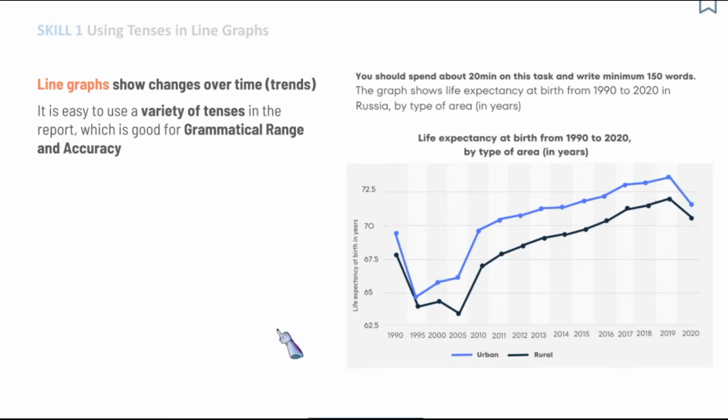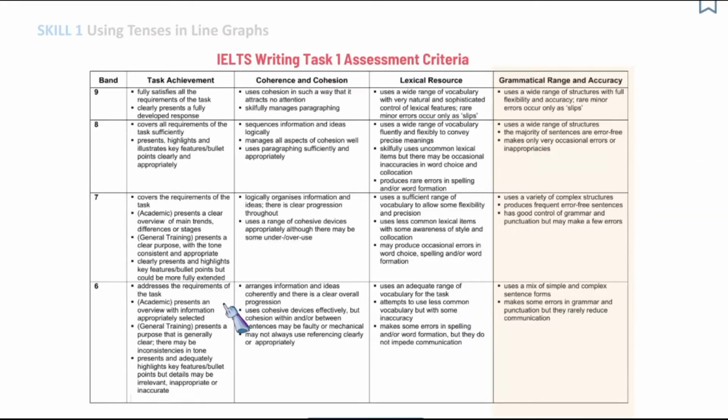And why is it even a good idea to use a variety of tenses in your report? Well, this will directly and in a good way influence the grammar of your report. And grammatical range and accuracy is one of the IELTS Writing Task 1 assessment criteria. So of course you need to pay attention to your grammar.